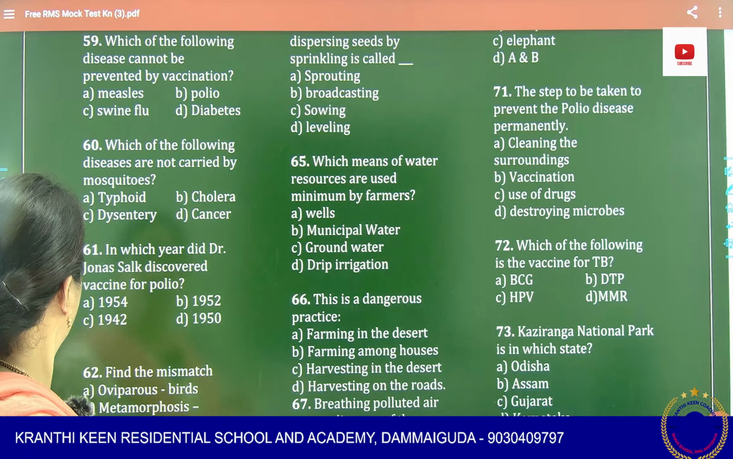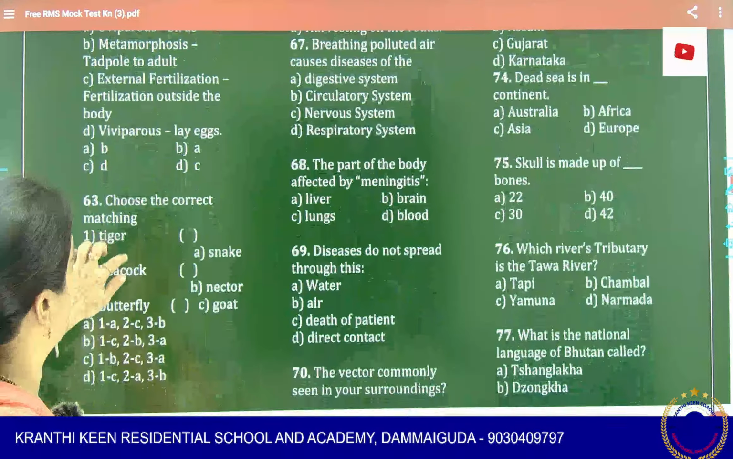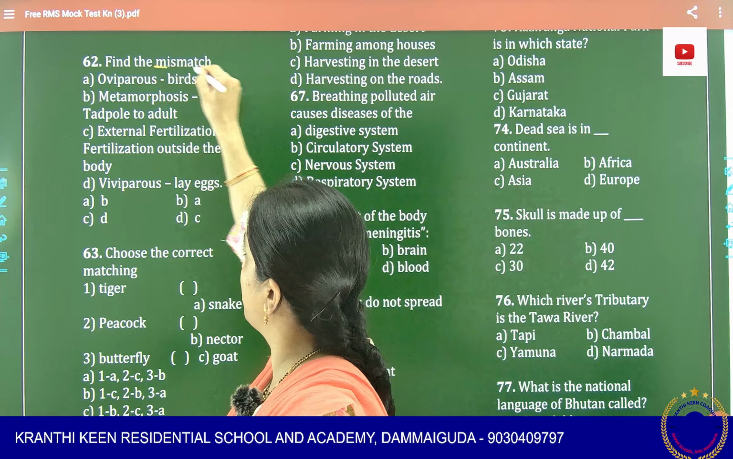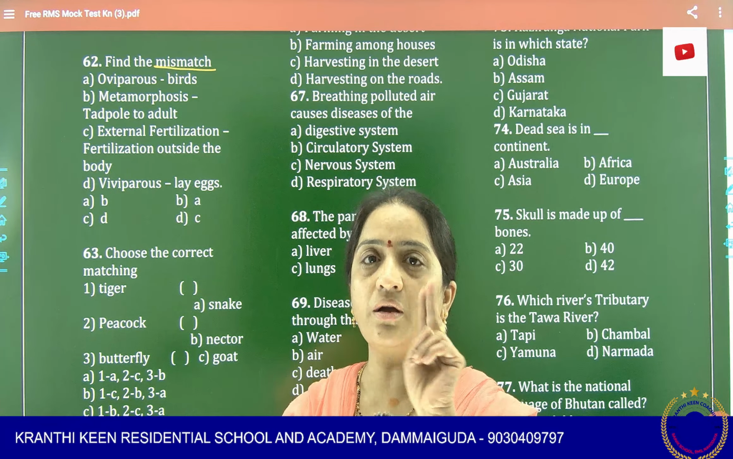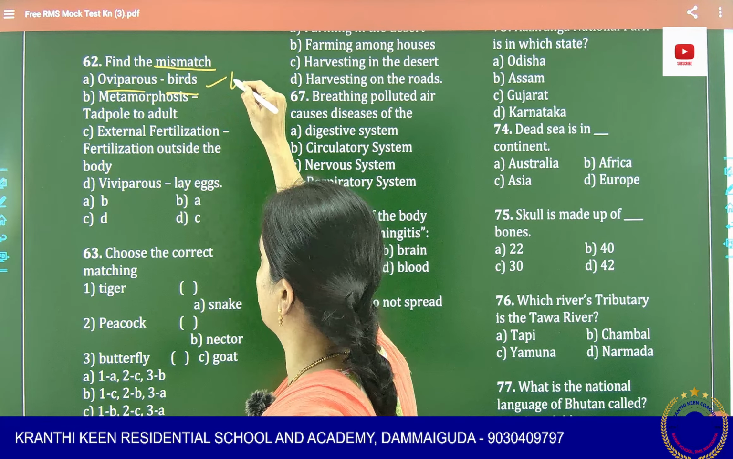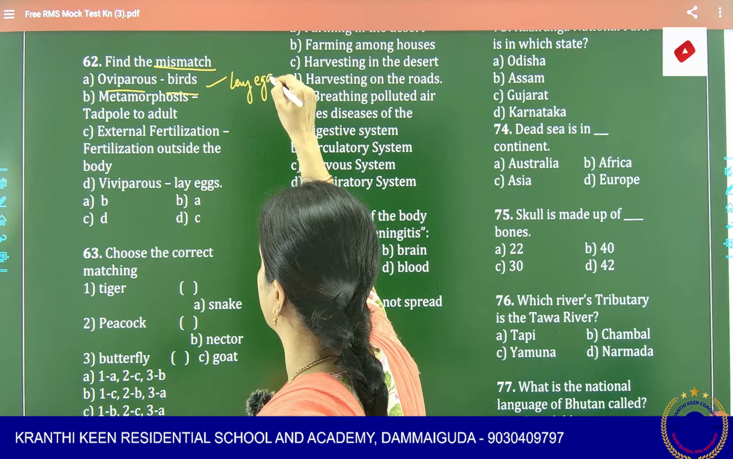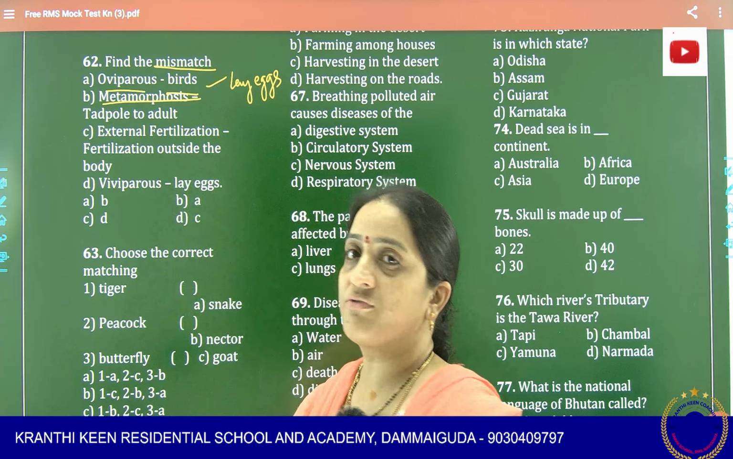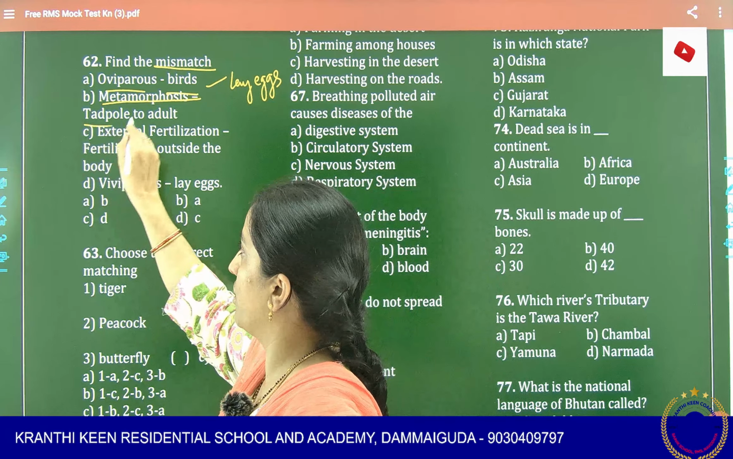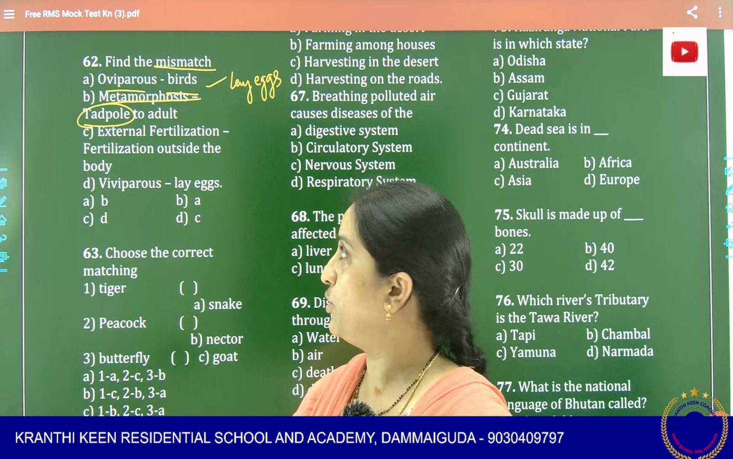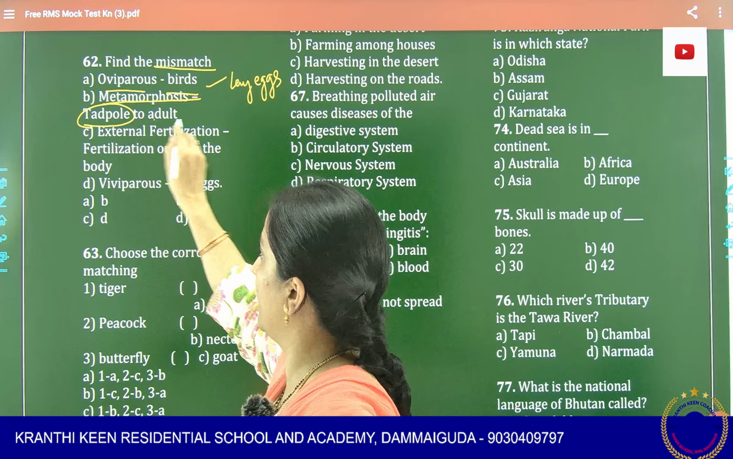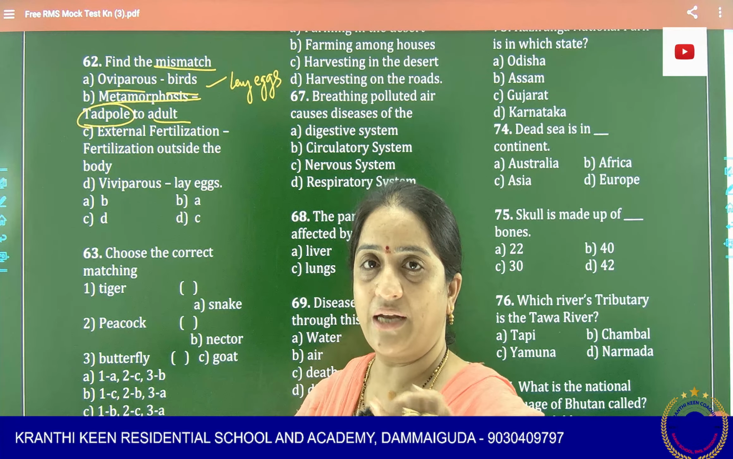Next, 62nd question. Let us see. Find the mismatch. So which is the wrong pair we need to find out? Oviparous are birds. Yes, they lay eggs. Next, metamorphosis. Metamorphosis is nothing but changes across the lifetime. For example, take a frog. It changes from a tadpole and undergoes several stages in its life cycle, the tadpole to adult.